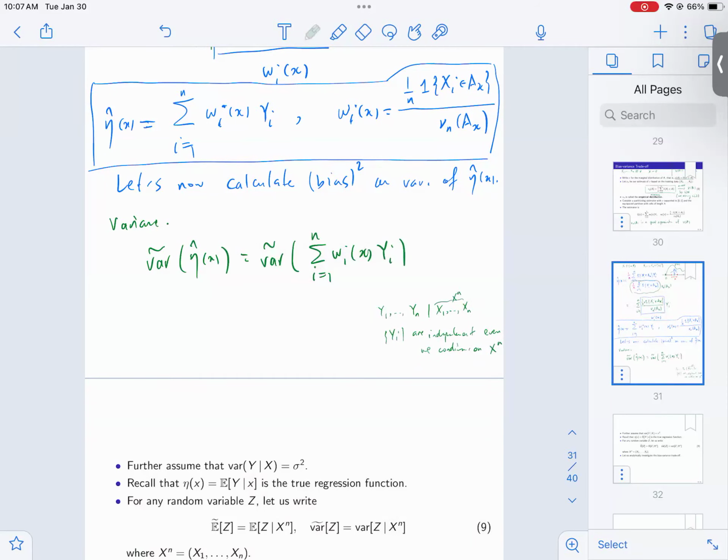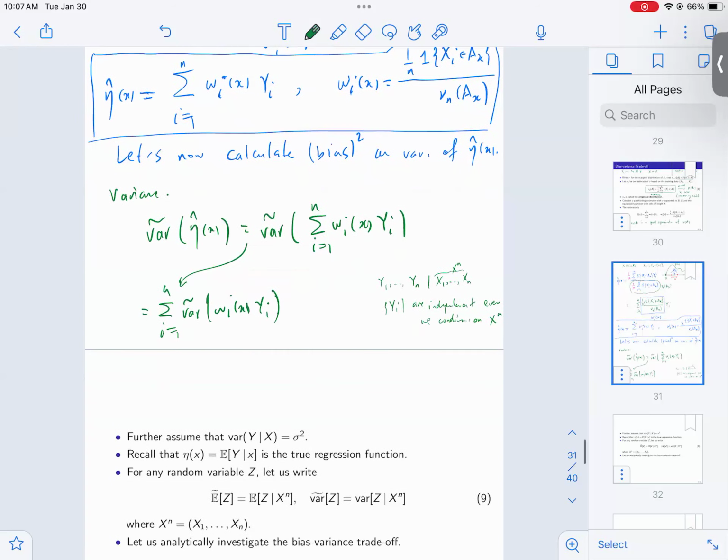So this is going to be the summation i from 1 to n of the variance. If they weren't independent, then you would get the covariances as well. But fortunately for us, the sum comes out, the variance goes in. And the w_i's are constant, so now I can pull them out.